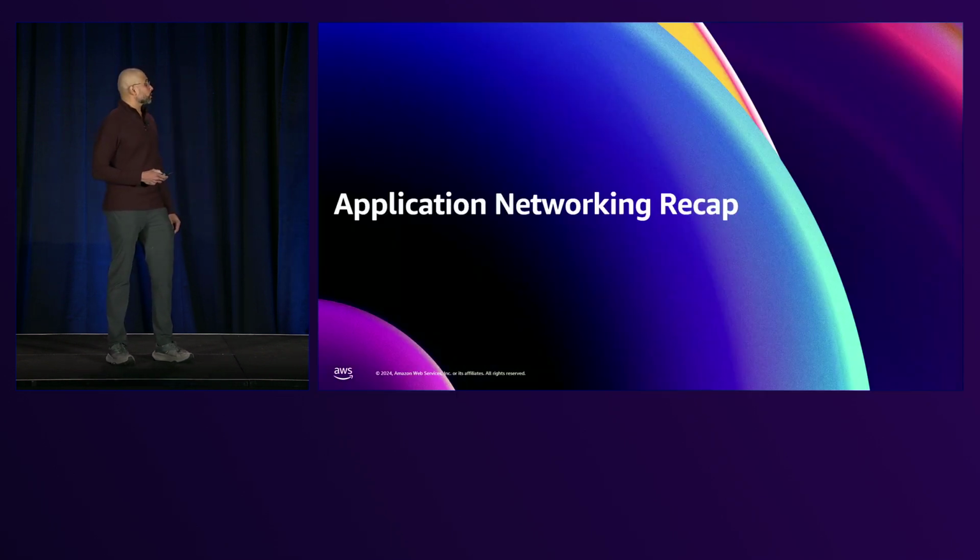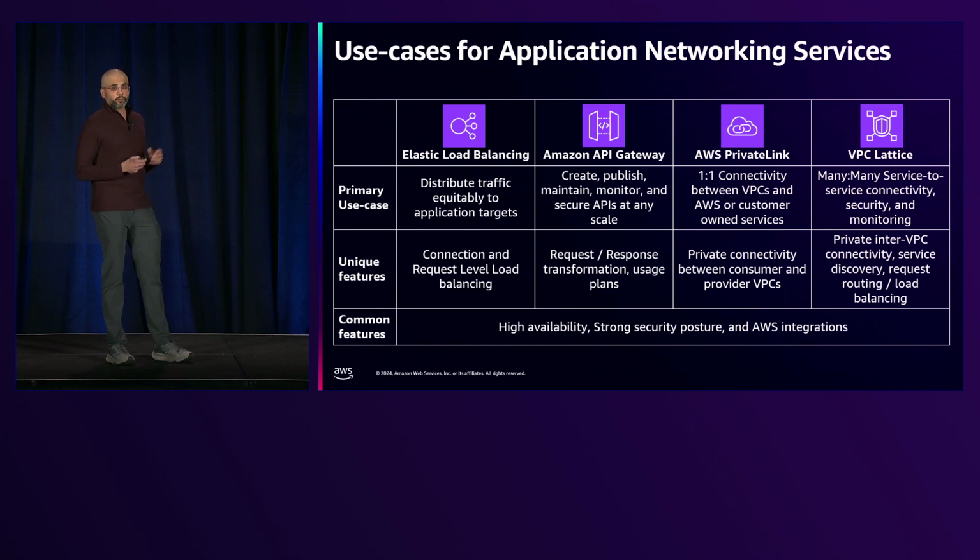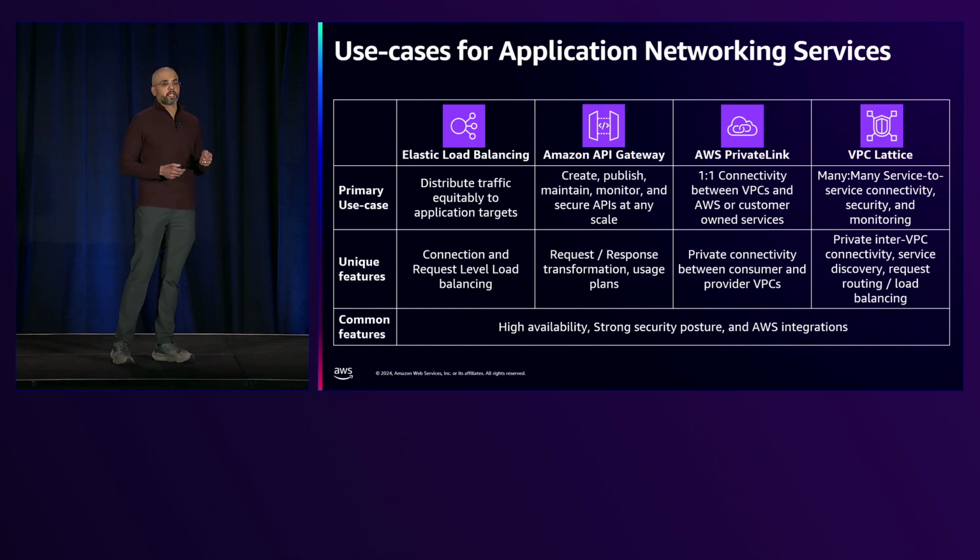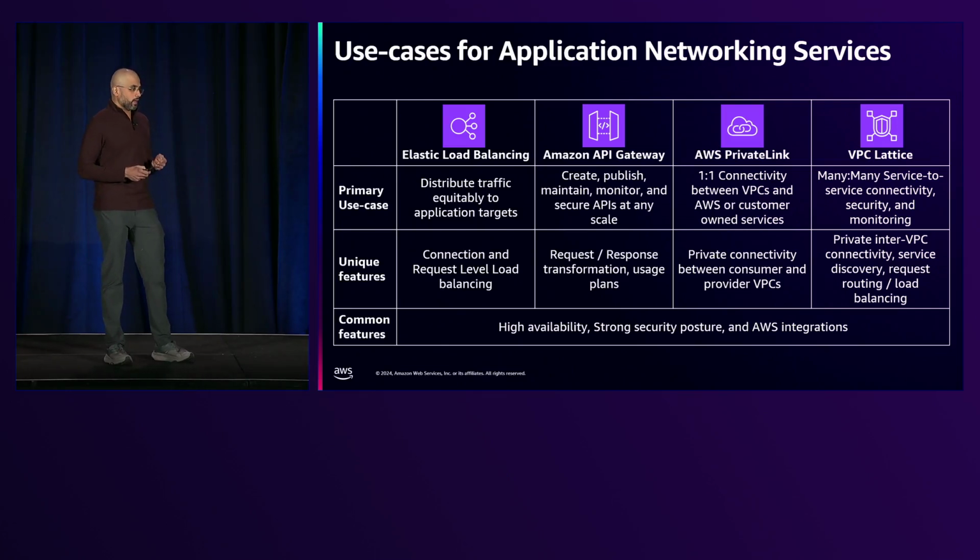So we've covered a lot, so let's do a quick recap. Please feel free to take a photo of this. A key takeaway is by using application networking services and its integrations with other AWS services, you can achieve high availability and a strong security posture for your applications.